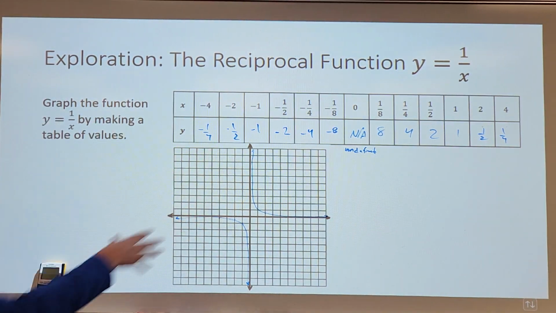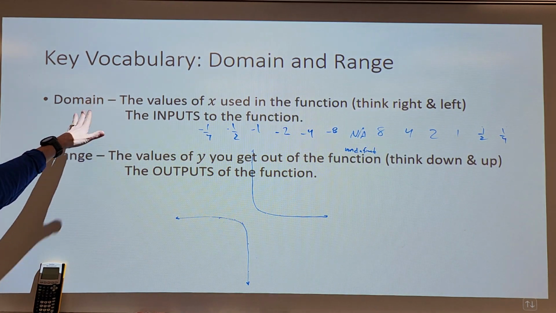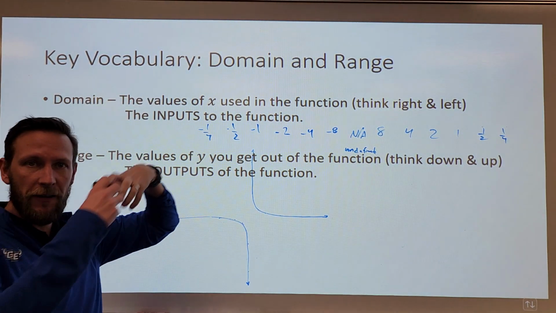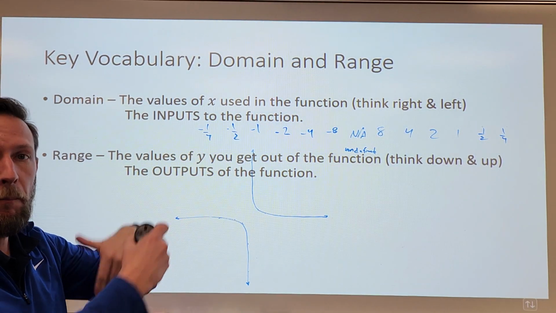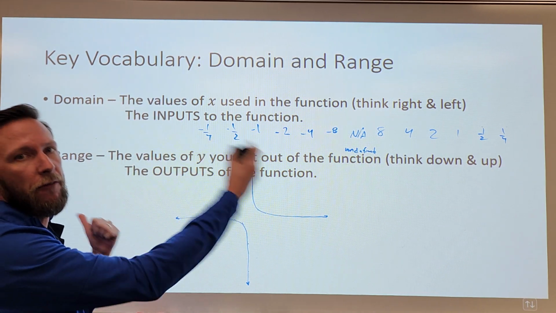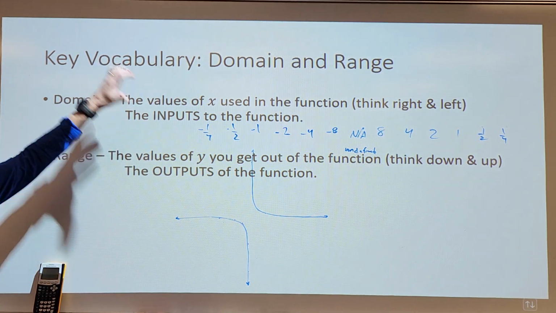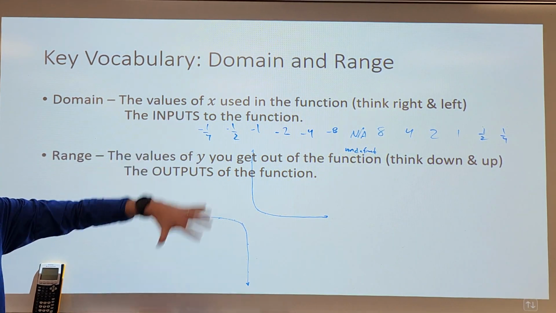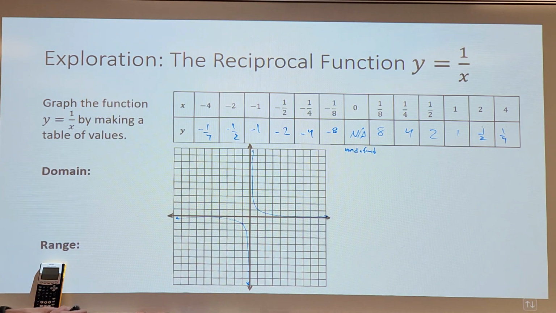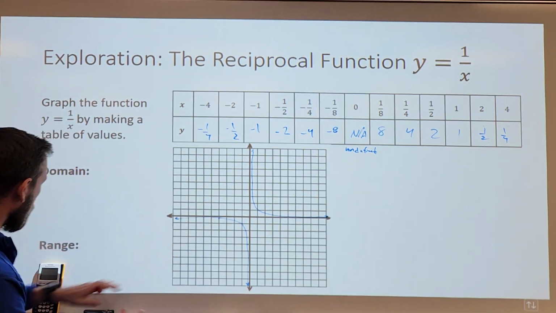So let's talk about this function as it relates to domain and range. I know that domain and range are old school concepts, but again, domain is the values of x. These are the values of x that we can put into the function. These are the inputs. We're going to think how far to the left does it go, how far to the right does it go, are there any gaps in the domain? The range, again, is how far down does it go, how far up does it go? Are there any gaps in the outputs? Are there any gaps in the range?